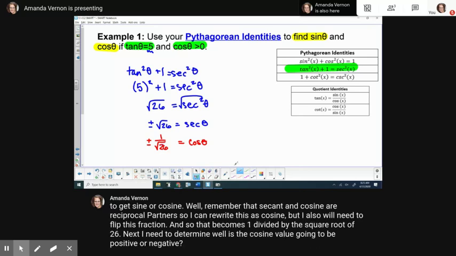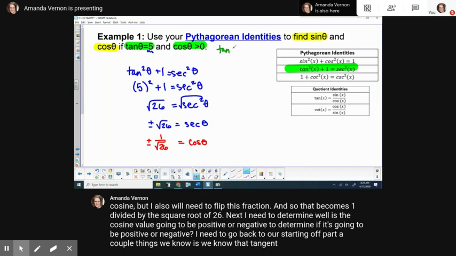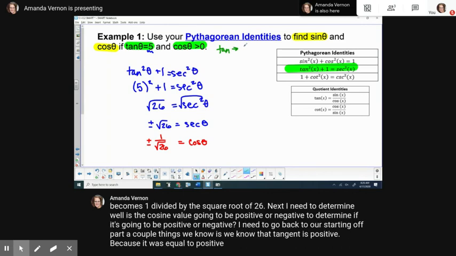To determine if it's going to be positive or negative, I need to go back to our starting off part. A couple things we know is we know that tangent is positive because it was equal to positive 5. We also know that tangent is sine divided by cosine.